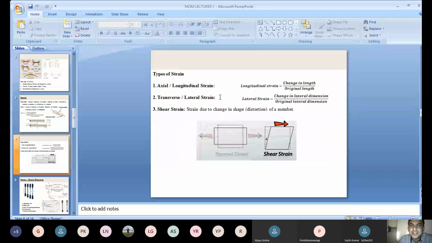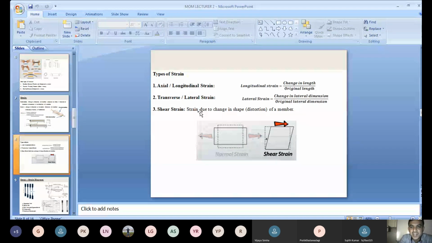Best example, you can take elastic rubber. If you apply a tensile load, what happens? Length increases. That's a longitudinal strain, change in length by original length. At the same time, the diameter of the rubber decreases. You can see that. That is the lateral strain, the change in diameter to the original diameter. Any doubt? Now you go for shear strain.